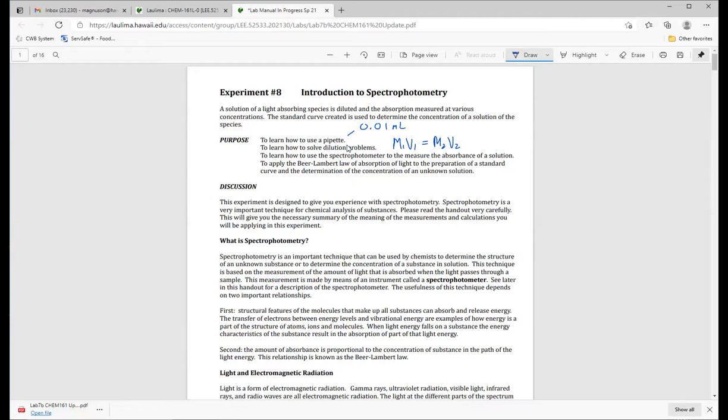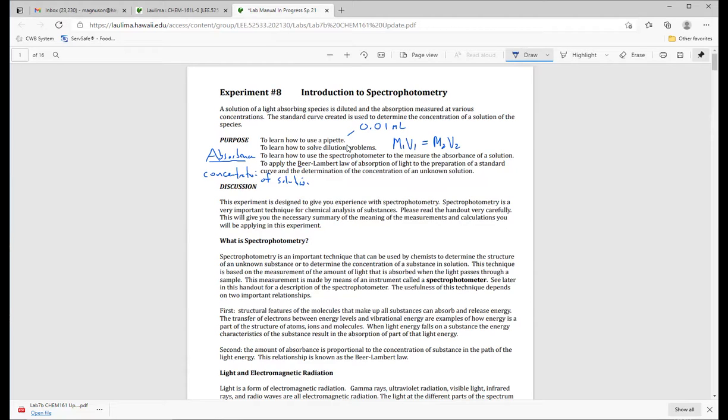How to use the spectrophotometer to measure absorbance. So we're going to use a spectrophotometer to measure absorbance. I'll talk a little bit about the spectrophotometer. There's a linear relationship between the absorbance and the concentration of a solution. And so that's what we're going to be measuring. I'll get into that theory a little bit. So to apply the Beer-Lambert law of absorption of light to the preparation of a standard curve and determination of the concentration of an unknown. So that's kind of what we're going to do with our curve.